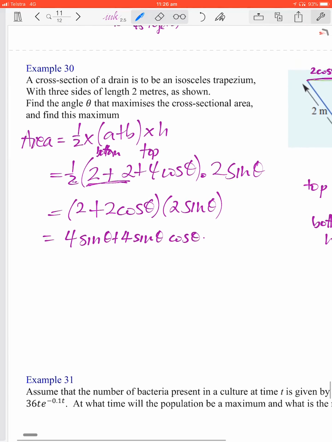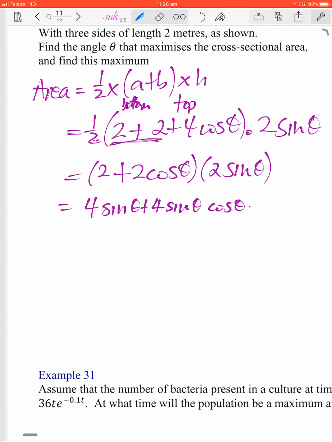Okay, if we want to maximize our area, we know that dA/dθ is going to be the derivative of this. 4 sin θ, what's the derivative of that? Well, we know when we derive sine we get cos, so we get 4 cos θ. This second bit is a bit nastier though, because we need to use the product rule. So I'm going to say u is this, and v is this.